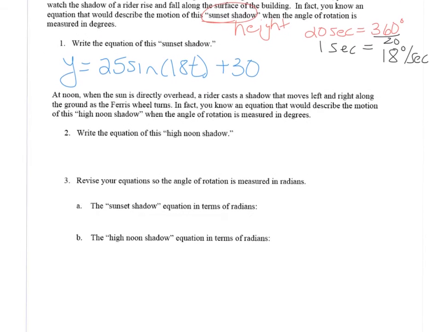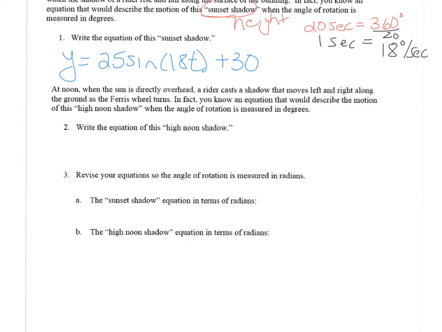So at noon, when the sun is directly overhead, a rider casts a shadow that moves left and right along the ground. So when we did this, that was a cosine function because it was horizontal. Okay, so we're going to write the equation for that. And there is no vertical shift up or down because a shadow is along the ground the entire way.